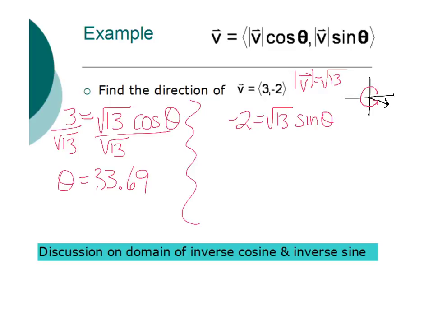Let's do this one. I'm going to do negative 2, and I'm going to divide it by the square root of 13. But that's going to be the sine of theta, and I want to know theta, so I'm going to do second sine, second answer. And this time, I get theta to be negative 33.69. I like that better. A negative 33-degree angle would be this angle right here. So tell me, why am I getting different answers?